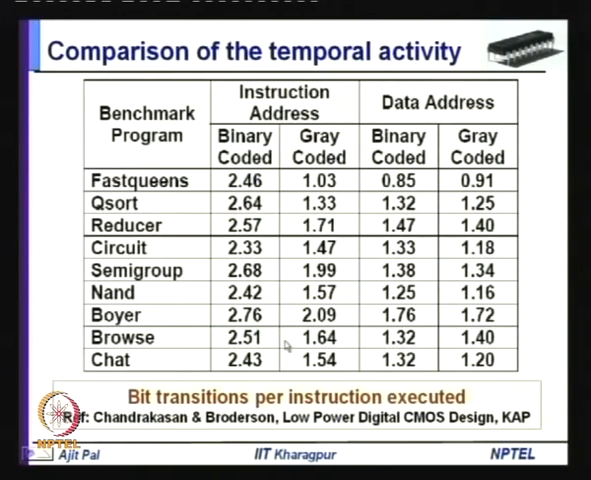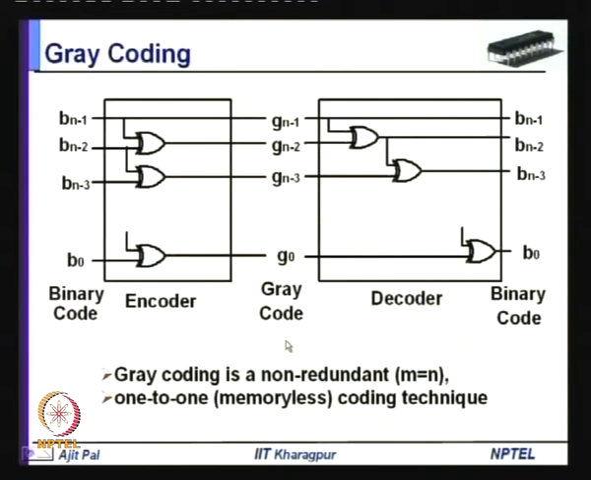Okay. Now, how do you really implement them? Implementation is rather easy. You can code in a very simple way. You do not really require very complex hardware. You will require only n minus 1 2 to 1 exclusive OR gates for encoding, as well as n minus 1 exclusive OR gates for decoding. So, in both cases you require n minus 1 exclusive OR gates, because G(n-1) is equal to B(n-1), and G(n-2) is equal to B(n-1) exclusive OR B(n-2), and so on. So, G0 is equal to B1 exclusive OR B0.